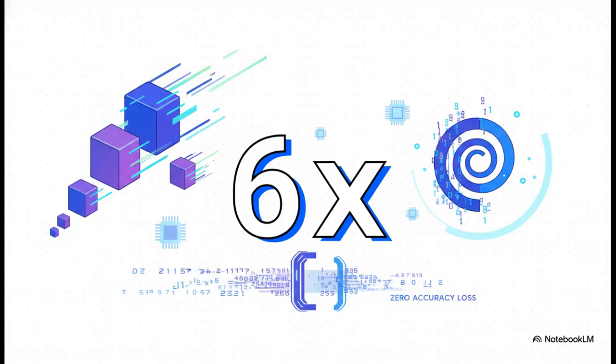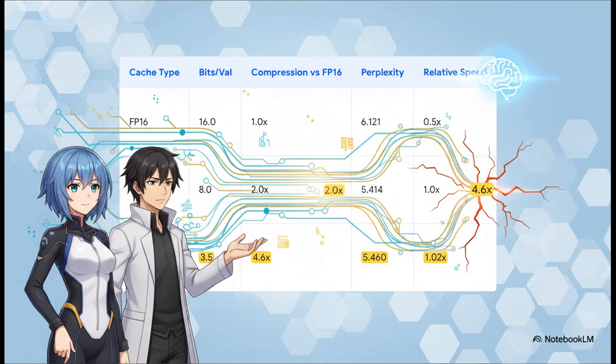And the numbers. Well, the numbers were nothing short of a revolution. 6 times less memory, just 3.5 bits per value. And the big one, 0 accuracy loss. Look, don't take my word for it. Just look at the data. Find that Turbo 3 row.